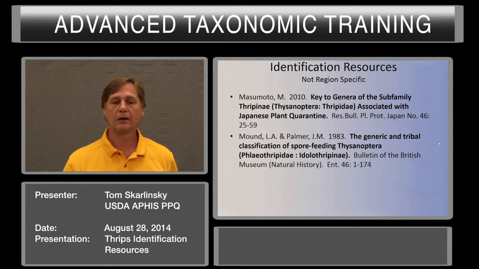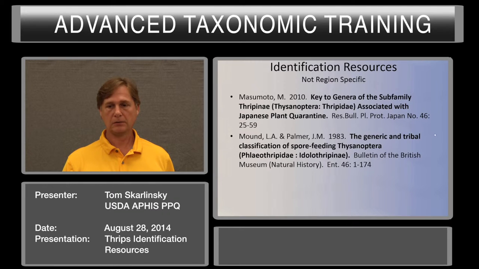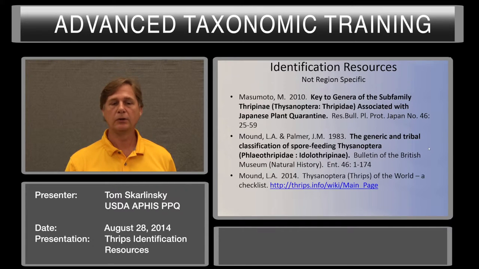If you happen to get an Eidolothripine, this is a good one for the Eidolothripinae, Mound and Palmer, 1983. If you just want recent classification information or nomenclature or the current status of something that you found, you can use this web page, Thrips Info Wiki. I believe they call it the Wiki Thrips or Thrips Wiki.